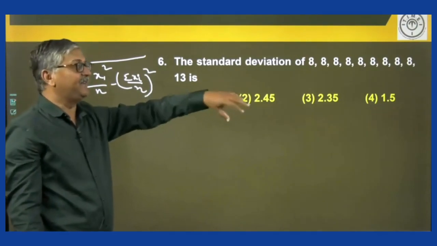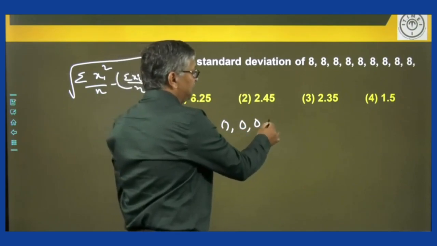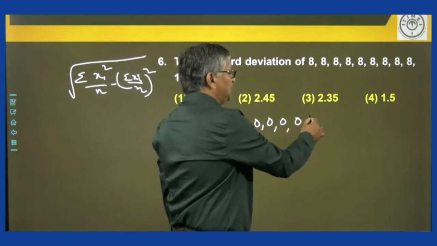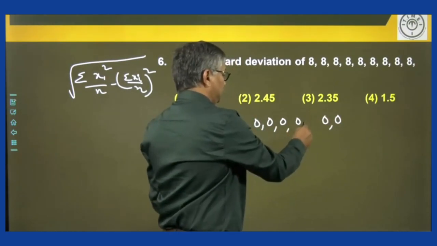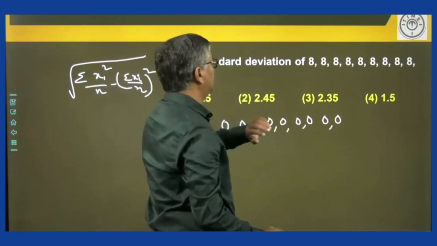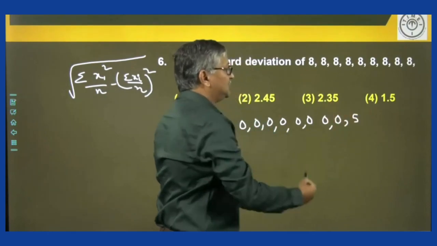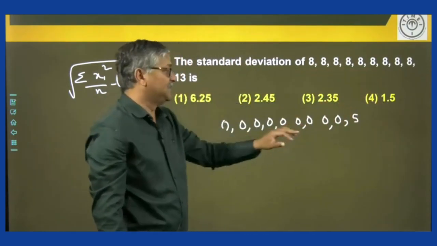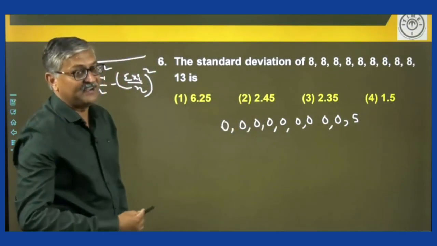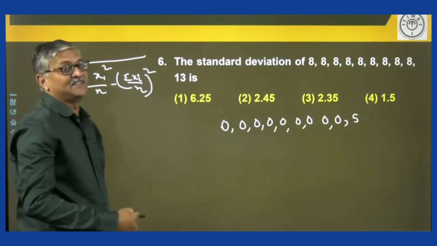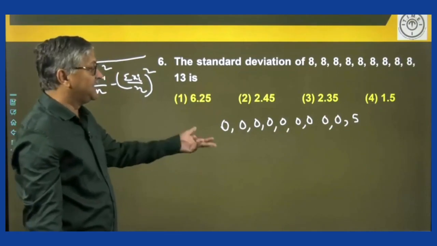So first we subtract 8 from every observation. Then what are the new observations? It becomes like this. So 0 is repeated how many times? 9 times. Because 8, 8, 8, 9 times, and 13 minus 8 is 5. So the standard deviation of these observations is the same as the standard deviation of the original observations. Why? In standard deviation, when a constant is added or subtracted, there is no change. So both are the same. Now we can easily evaluate.